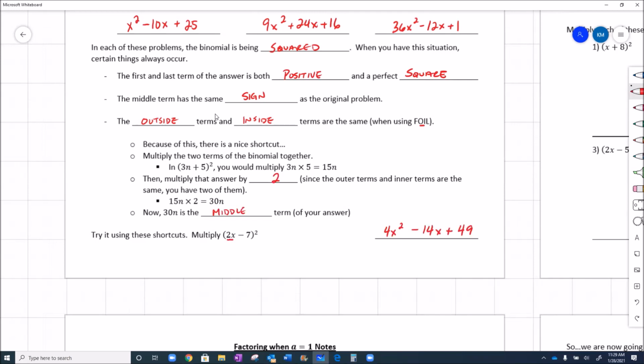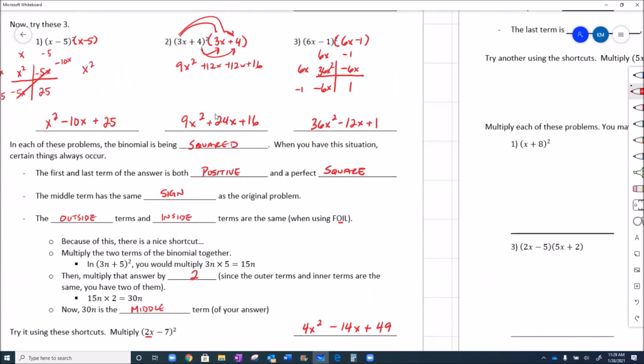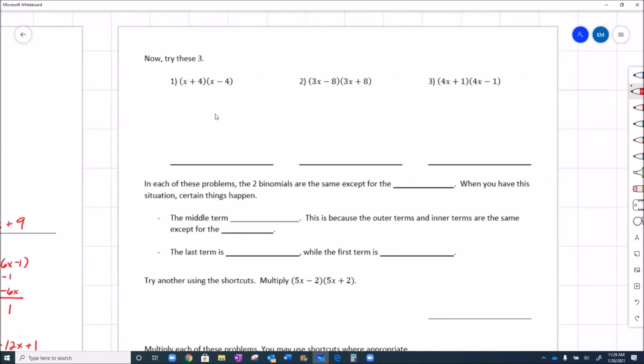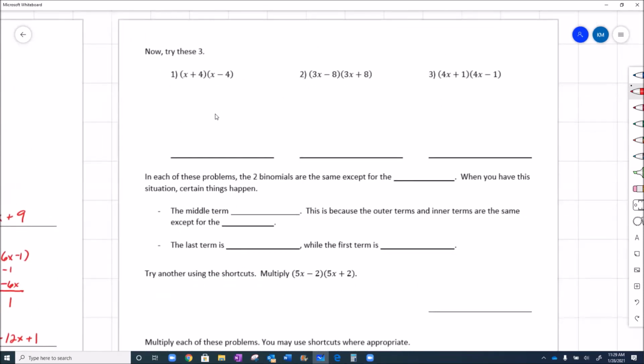Okay, that's our shortcut. And if you don't like the shortcut, do the FOIL method, do the box method. Shortcuts don't need to be taken. All right, let's try these three. They're a little bit different. Notice that we don't have them squared. They're not the same. They look very close, but one's x plus 4, one's x minus 4. So we can just do these.